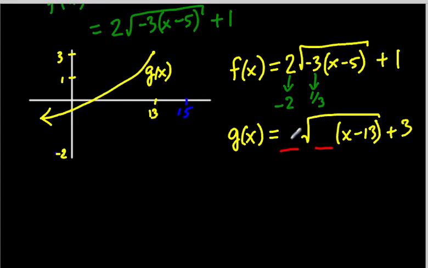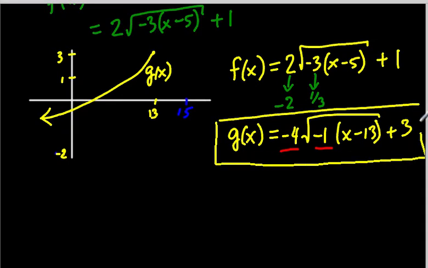So what's going to happen here is that g of x, this is going to be my final number, it'll be 2 times -2, which is obviously -4. And then what's going to go inside here is this -3 multiplied by 1/3. -3 times 1/3 is -1. So it's -1, and there we go. Now we have our g of x, which is -4 square root of -1 times (x minus 13) plus 3.